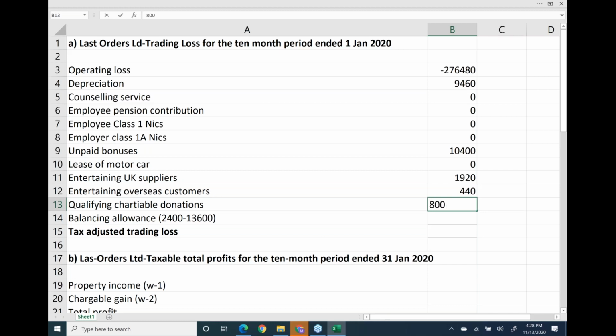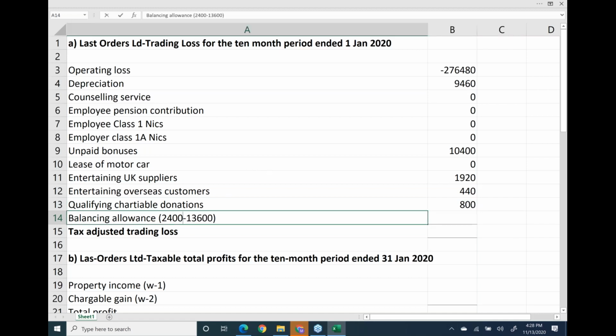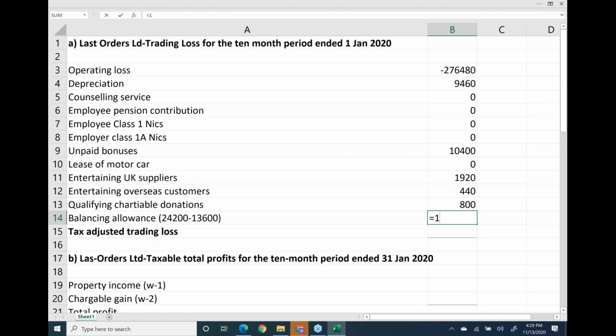Okay, now for capital allowance you have to do balancing allowance. I already told you that you should do balancing adjustment. So just think, you bought the asset for 24,200 and you sold it for 13,600. So the difference will obviously be your real depreciation. Let's calculate the real depreciation. Okay, so 10,600 is your real depreciation.